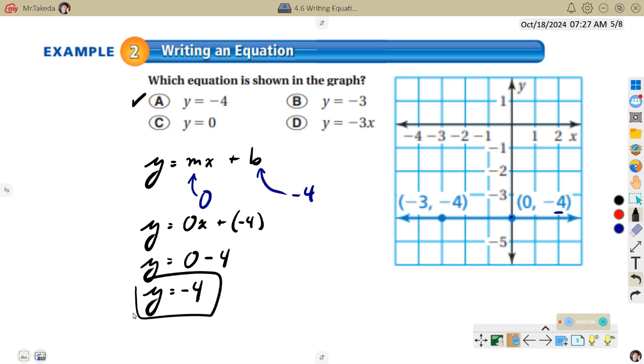Another, maybe easier way is if you're really familiar with horizontal lines. Well, you remember that horizontal lines have a single variable. All of these have a single variable, right? And it's going to go through the y. The equation will be y equals whatever the y-intercept is. In this case, y equals -4. So that's an easier way to look at it, perhaps. Okay, so that's that one.